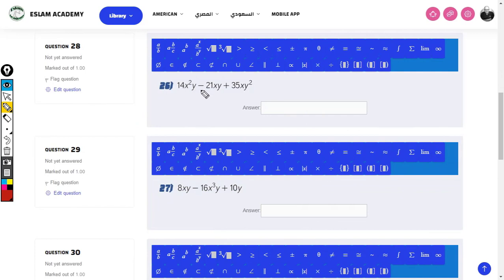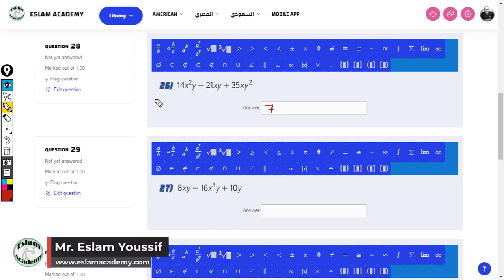14x squared y minus 21x plus 35xy squared. The greatest common factor of the numbers will be 7. Now look at the variable. You will find that in all of the terms we have x and y. So we have x, y as the common factor.